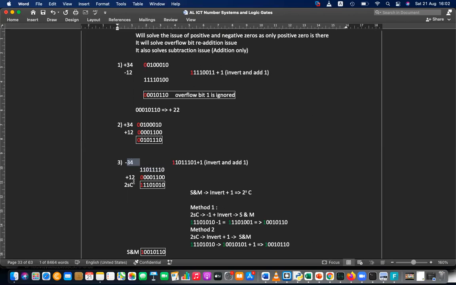Minus 32 plus 12. Minus 32 plus 12 makes minus 22.